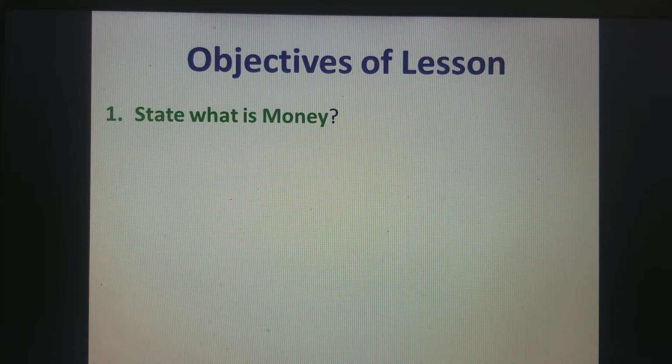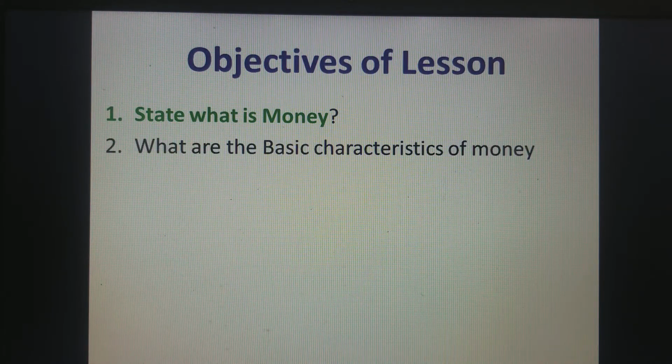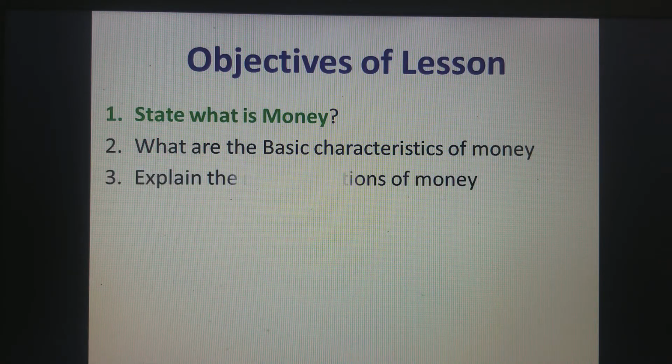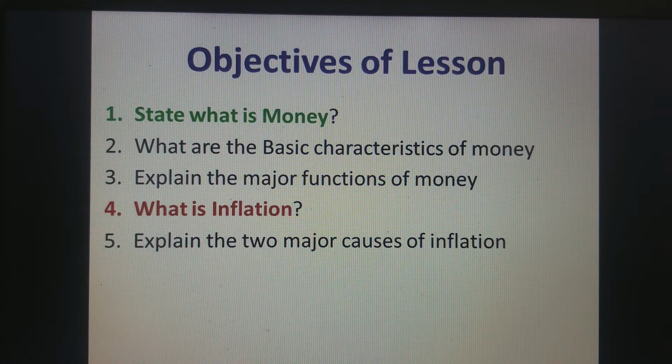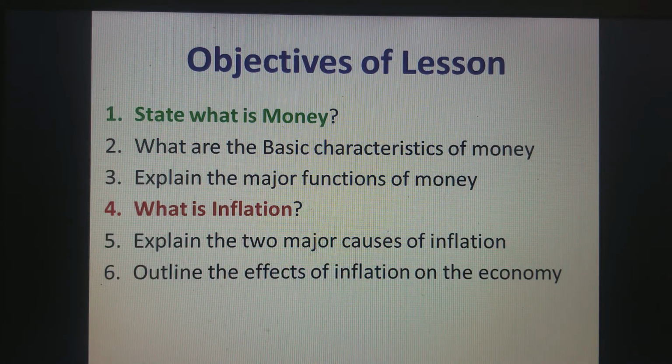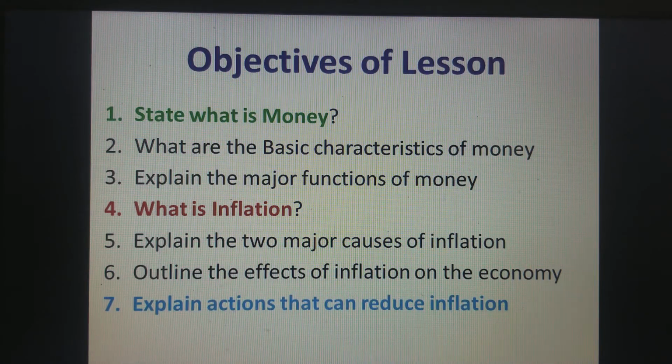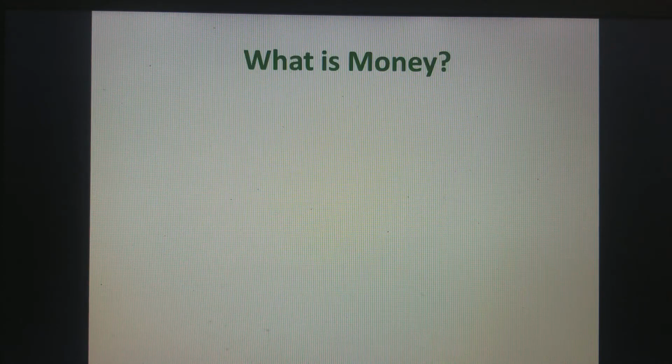To guide our lesson, our objectives are: 1. To state what is money and what are the basic characteristics of money; explain the major functions of money; define inflation; explain two major causes of inflation; outline the effects of inflation on the economy; and we also want to explain actions that can reduce inflation. Let us get right into it.